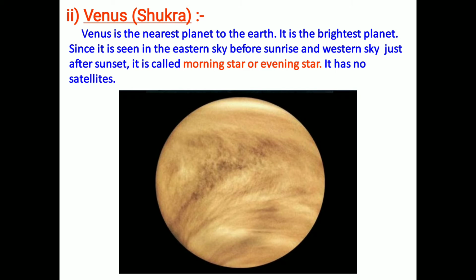The second planet is Venus, Shukra. Venus is the nearest planet to the Earth. It is the brightest planet since it is seen in the eastern sky before sunrise and western sky just after sunset. It is also called morning star or evening star. Venus rotates from east to west. It has no satellite. Venus also shows phases like the moon.